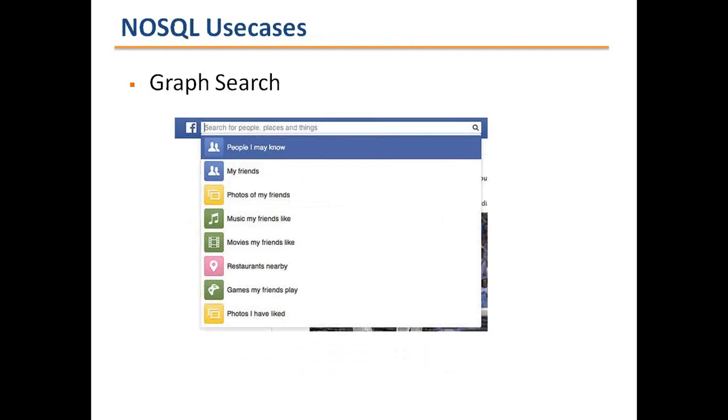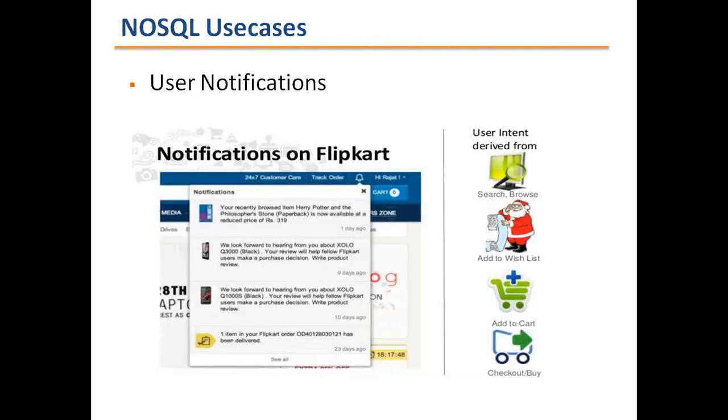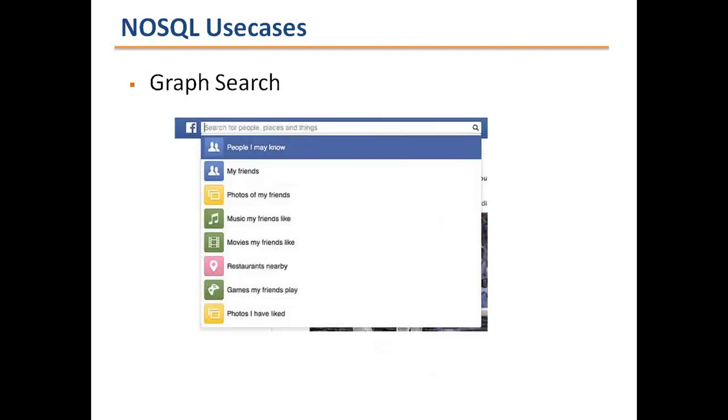Online shopping also uses notifications. Now graph search. If you go to Facebook, at the top right we have this kind of search. For this also they are using graph search, graph databases. If you want to search friends of friends, relations, or any kind of connected data, this graph search is very popular.